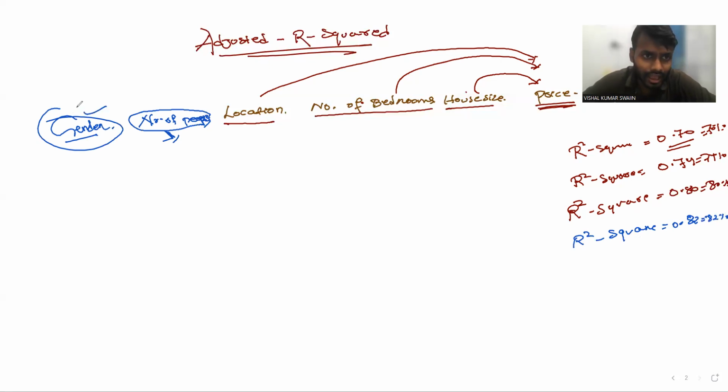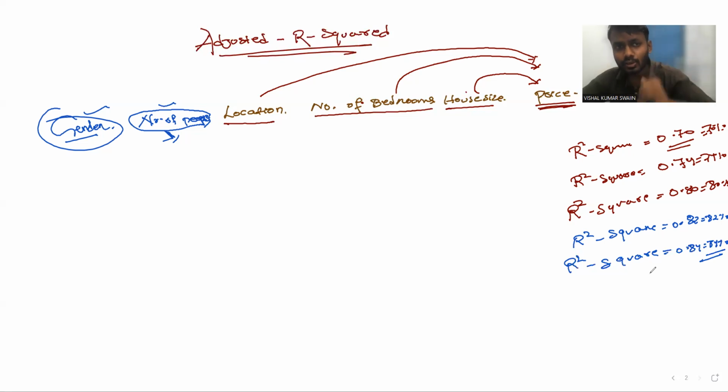Similarly, if I add the gender feature, the R square value will again increase slightly, let's say 84%. So whenever you add any new independent feature, the R square value keeps increasing, no matter whether that feature is important for us or not. This is creating one problem. So how do we penalize this?